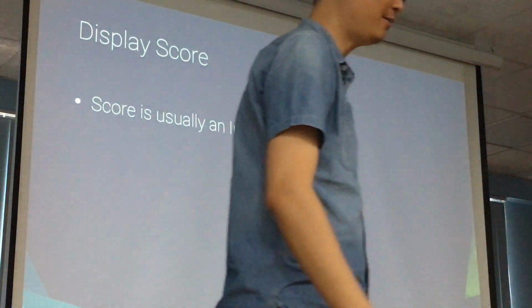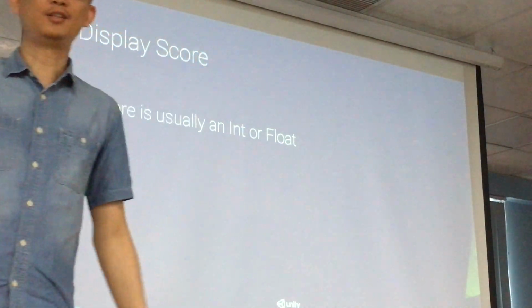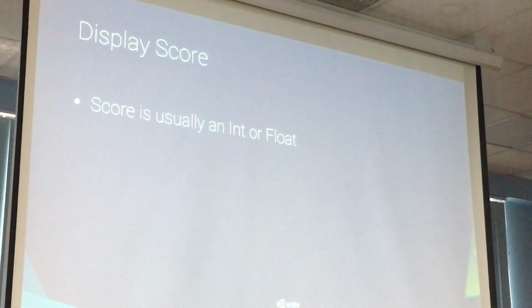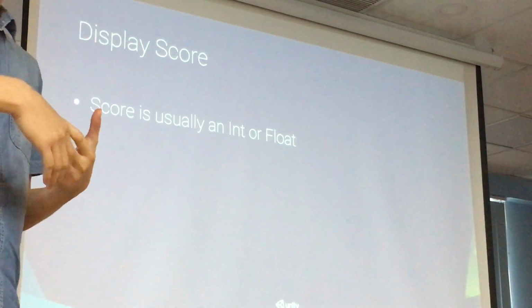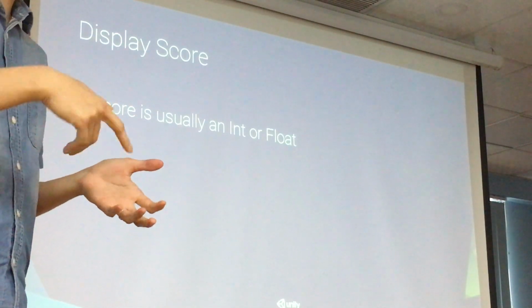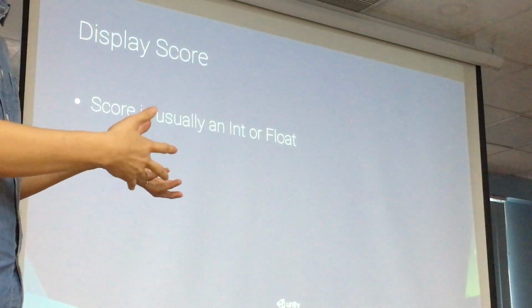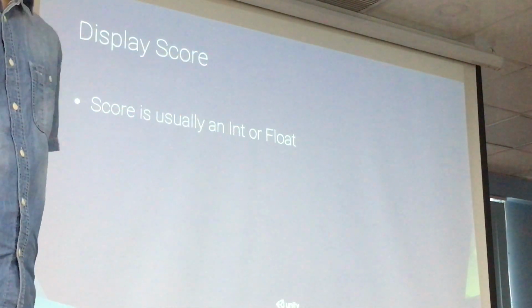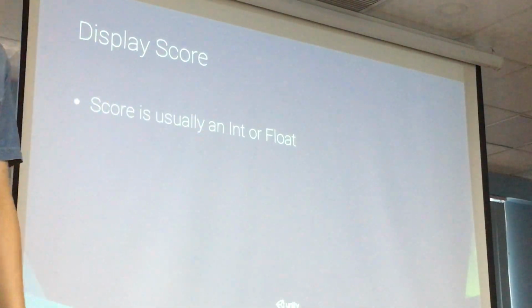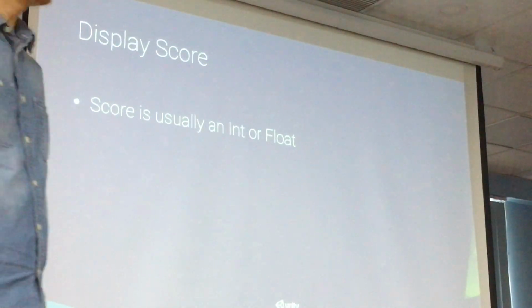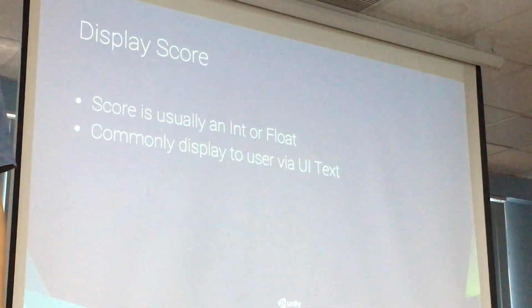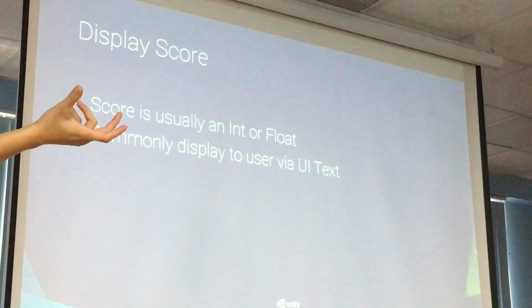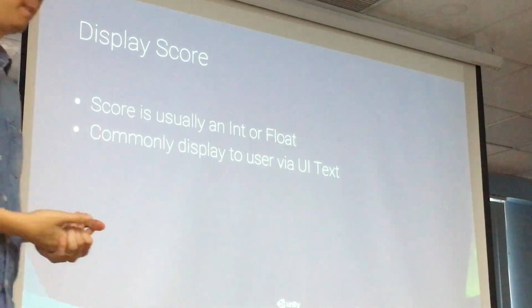So next I want to share about displaying score. Very common. Score is usually an integer, or sometimes it's a float. For example, if it's an endless runner, you want to show how far the player has run, right? Like 120.5 meters, for example. So then you will need a float, right? But usually it's an integer or float. And usually you will display the score using UI text, for example.